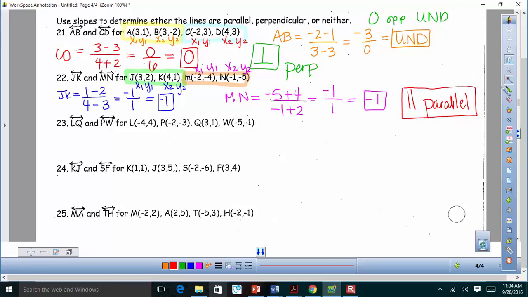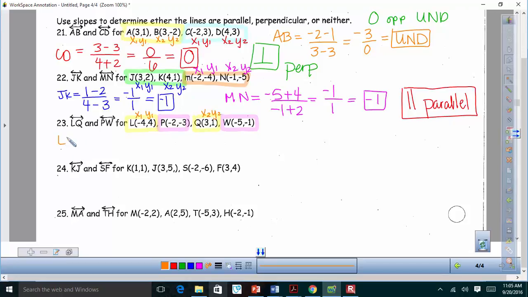Okay, now, ones like 23 are tricky because a lot of people don't like to highlight, so they'll be like, okay, LP, QW. Does it ask me about LP and QW? No, it asks me about LQ and PW. So that's why it's really important to either highlight or go ahead and label your points. Now I'm going to label my points. We have X1 and Y1 here because they came first, and then Q would be X2 and Y2.